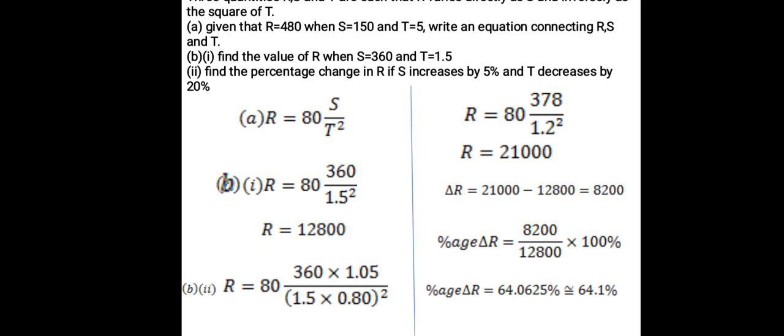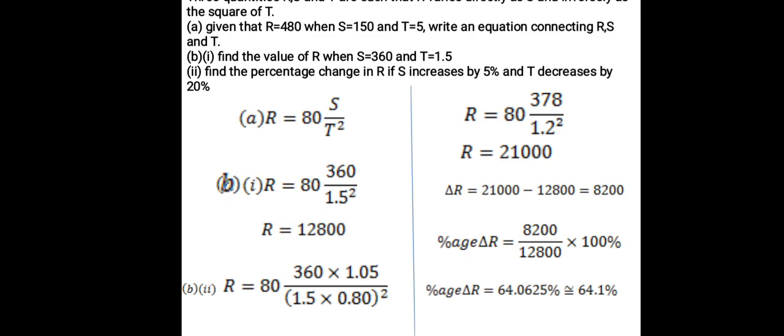B1, find the value of R when S is equal to 360 and T is equal to 1.5. B2, find the percentage change in R if S increases by 5% and T decreases by 20%. Part A, the equation is R is equal to 80 multiplied by S all over T squared.